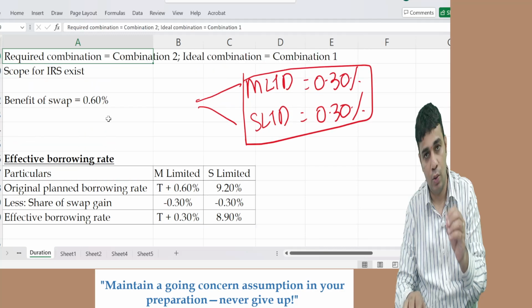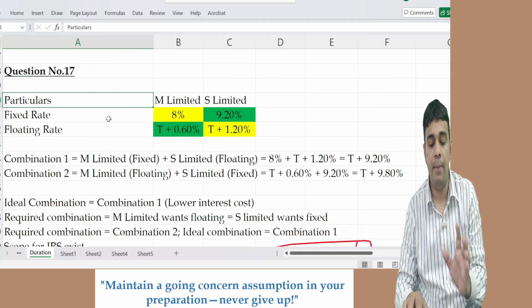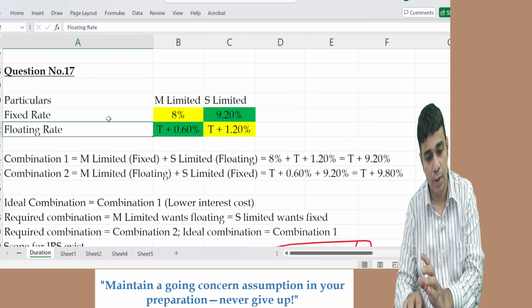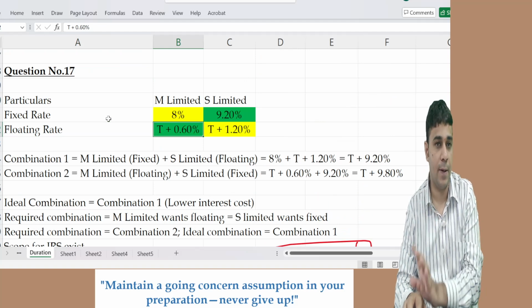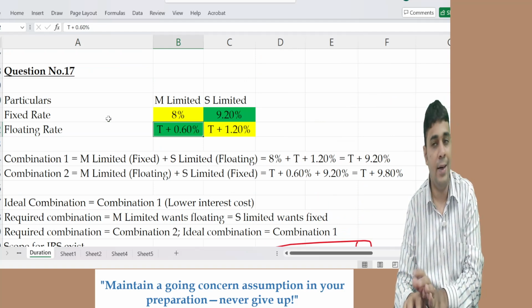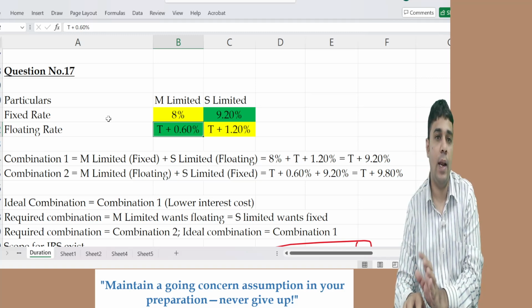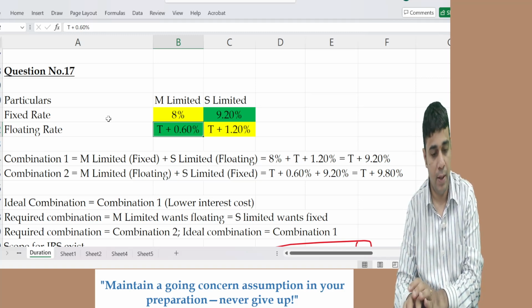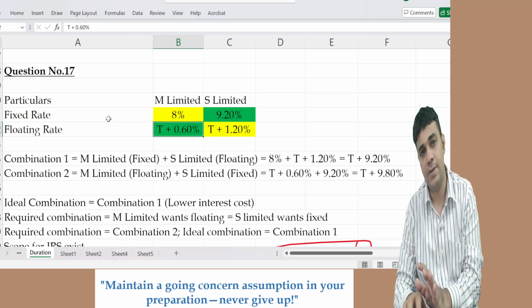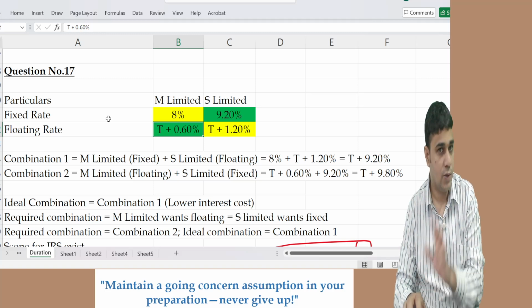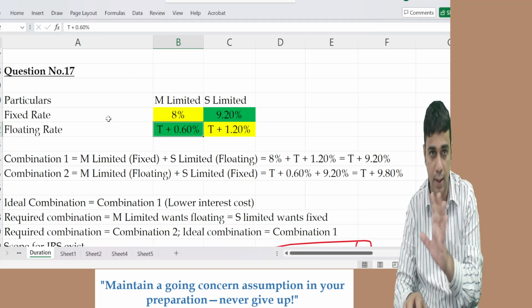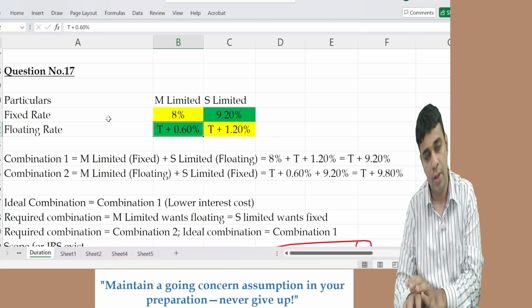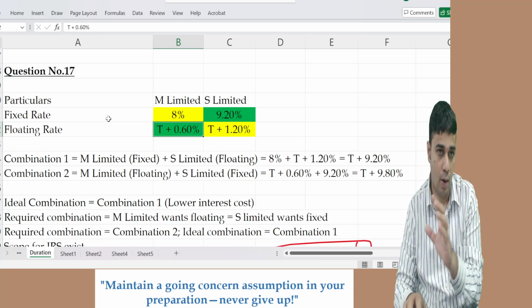I go back to the original information. M had 8 and 9.2, T plus 0.6 and T plus 1.2. I did the calculation and found the yellow combination to be the better one. The company is adamant that they want the green combination. If that happens, IRS comes into the picture. So you do two combinations, one yellow, one green. Which is better? You check. The better one is the yellow combination.